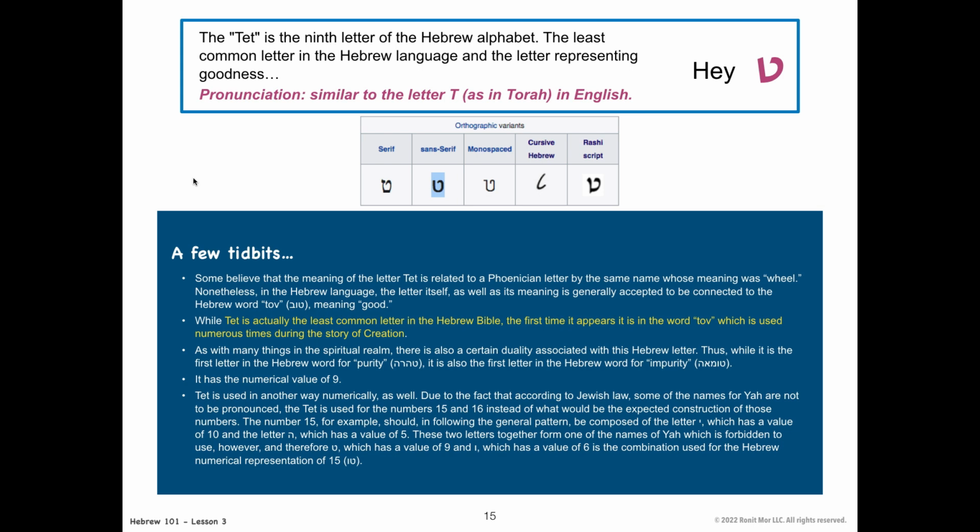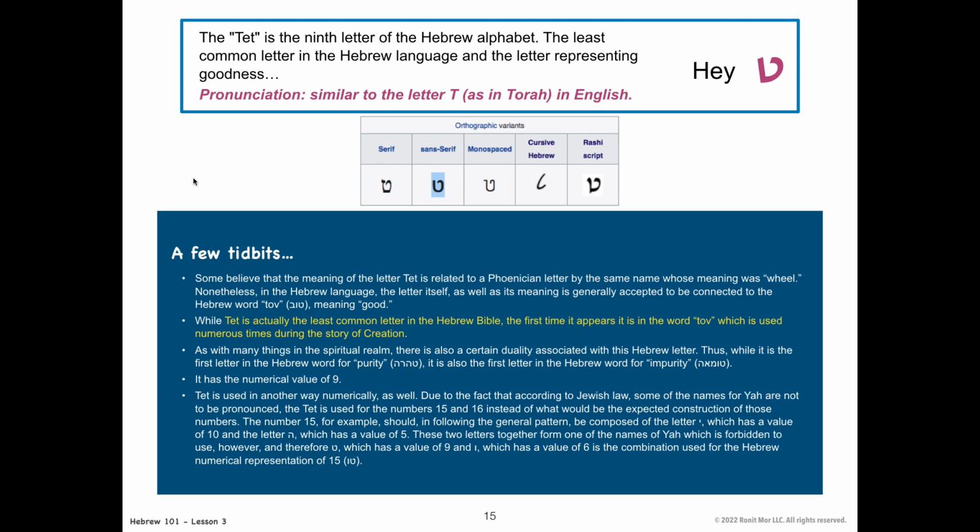Okay, so a few tidbits. Some believe that the meaning of the letter Tet is related to a Phoenician letter by the same name, whose meaning was will. Nonetheless, in the Hebrew language, the letter itself, as well as its meaning, is generally accepted to be connected to the Hebrew word tov, meaning good.